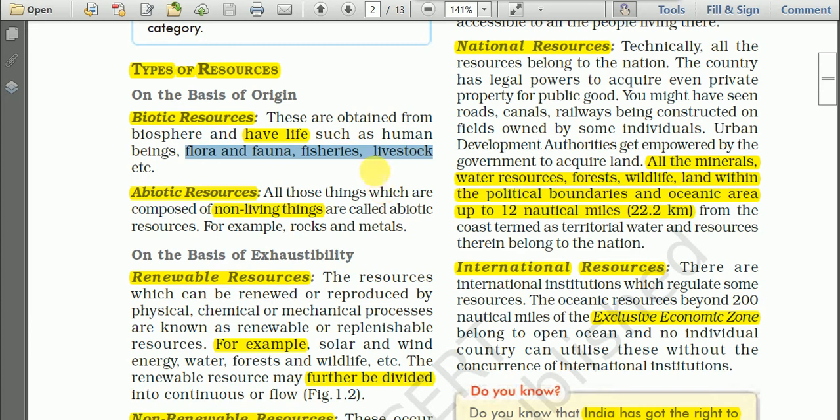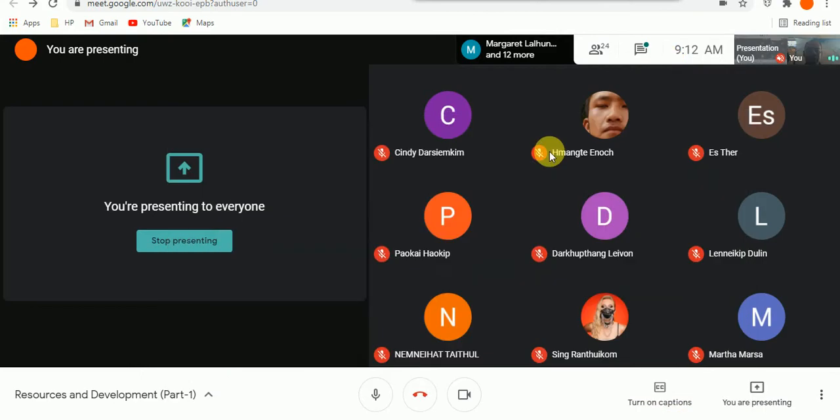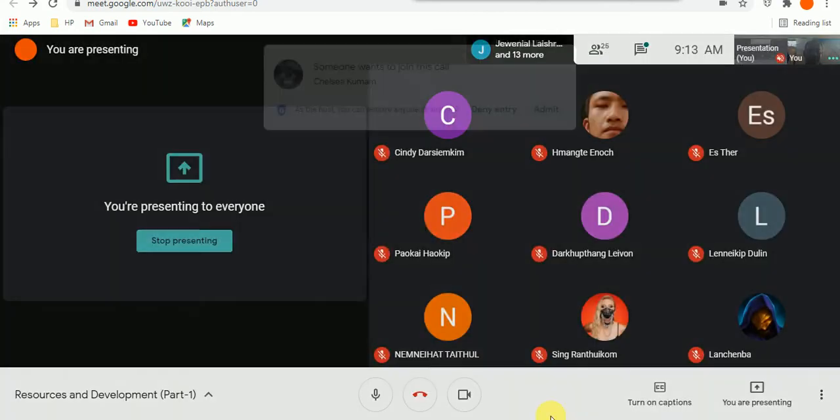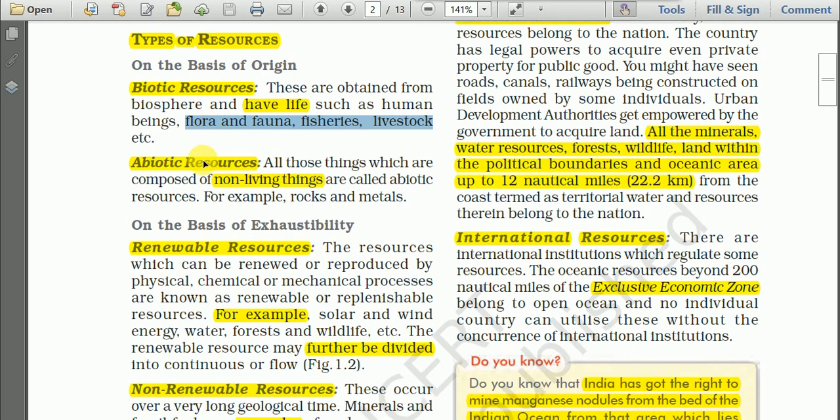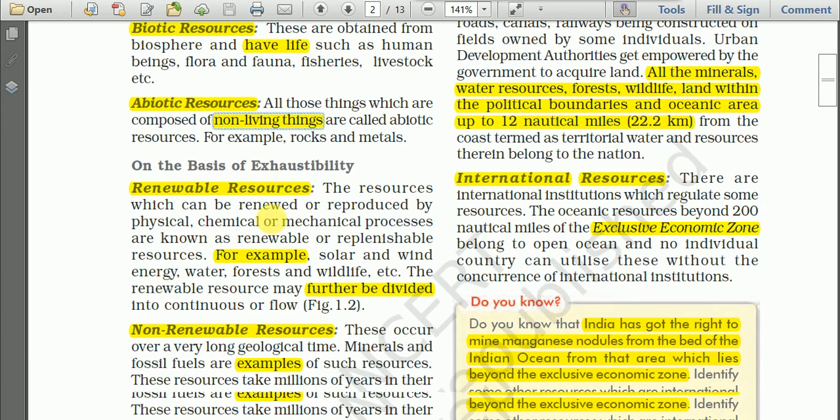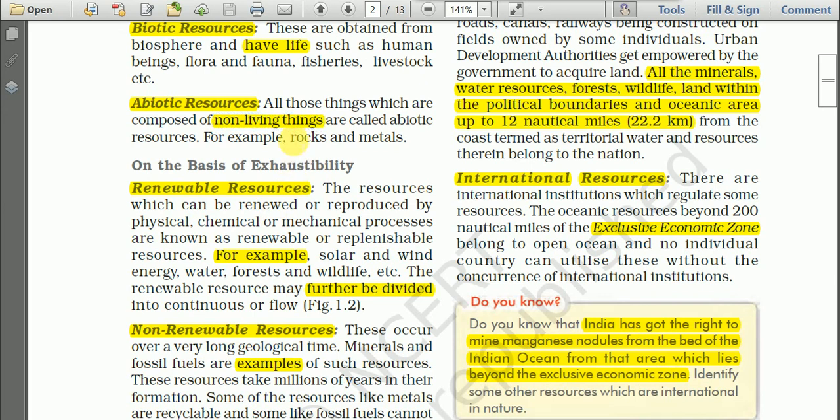Examples of biotic resources are human beings, flora, fauna, fishes, and livestock. Next, we have abiotic resources. All those things which are composed of non-living things are called abiotic resources. For example, we have different types of rocks and metals, that is minerals. These are examples of abiotic resources.